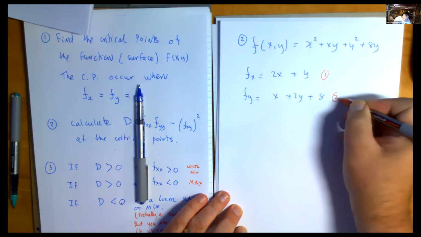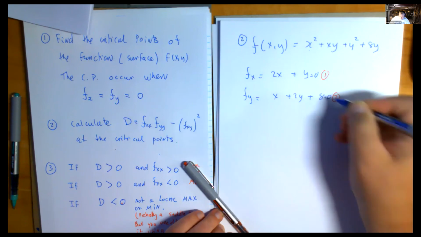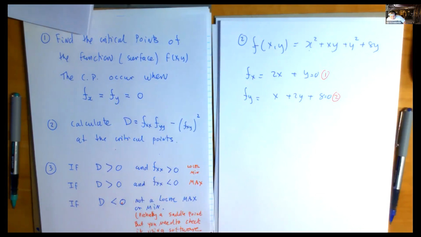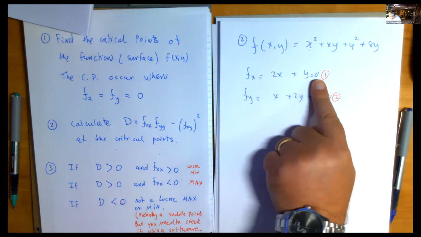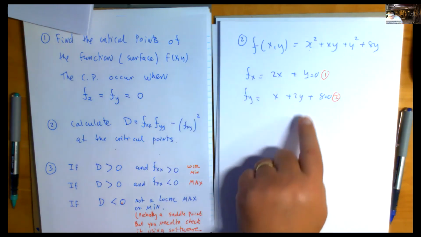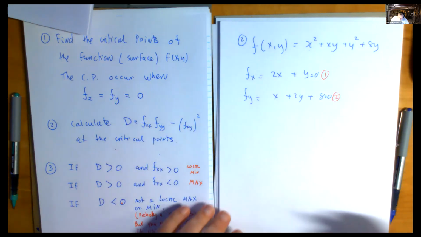There's my two equations, each equals 0. All right. Would you agree that equation 1 looks probably the best candidate, and I should be able to write y in terms of x? Right. So I will do that.